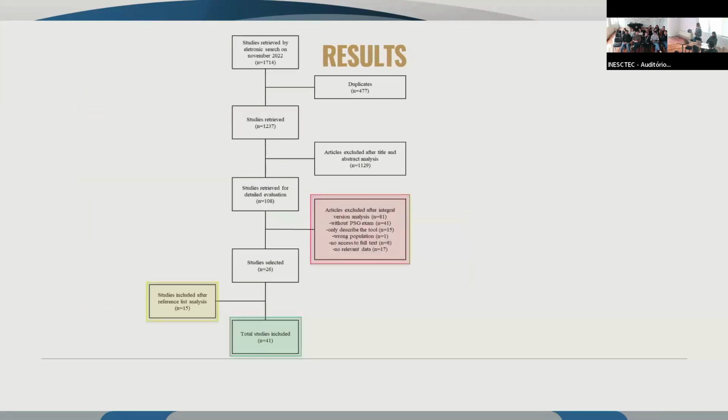So as you can see, we started with more than 1,000. And then we found the duplicates, and then we did the first step of a systematic review, that is analyzing the title and the abstract. And then we had 108 that we excluded. You can see that most of them, 41, were because there was no gold standard compared to the tool. There were 41 studies without the gold standard. So we included 26. And then we also talked to other authors and checked conferences and did a manual review, and we found 15 more. So in total, this systematic review has 41 studies.